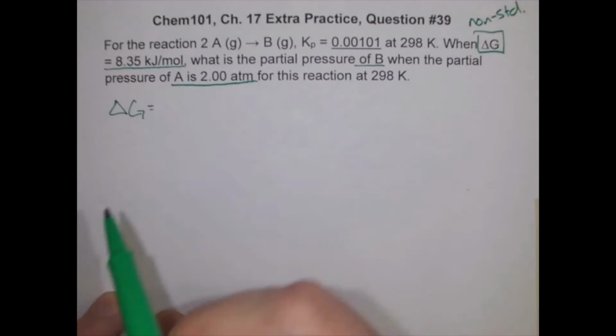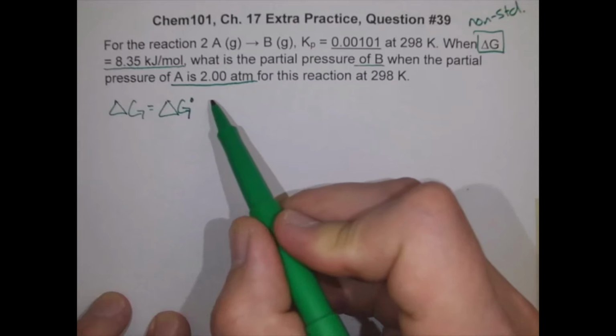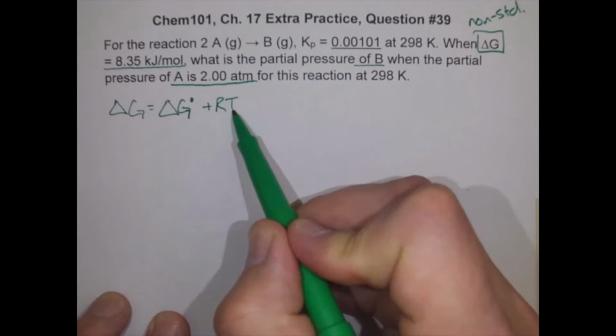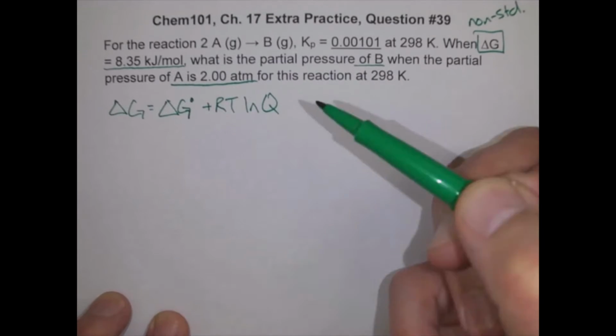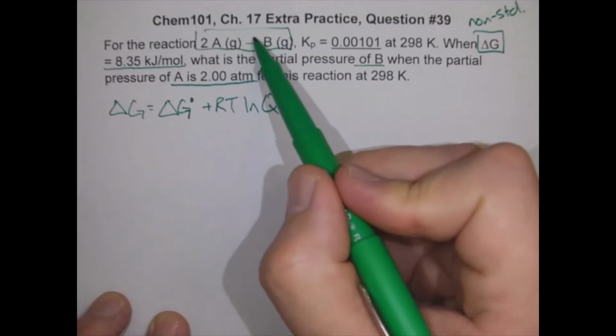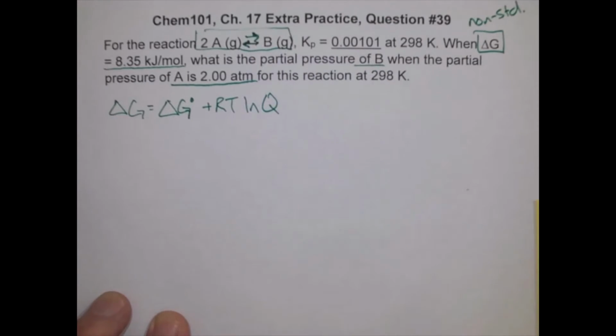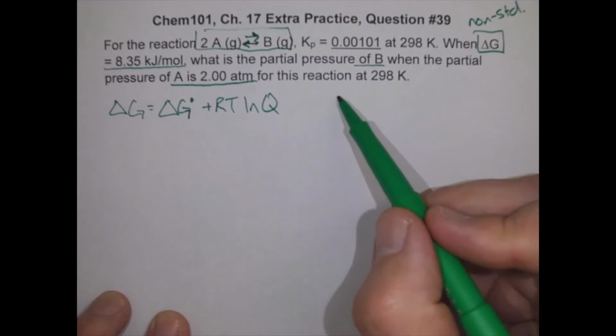The delta G under non-standard conditions is equal to the Gibbs free energy change under standard conditions plus R times T times the natural log of the reaction quotient. And here's our reaction. It really should be written as a reversible reaction, so we'll pretend it is written that way, because we're going to need to calculate Q.